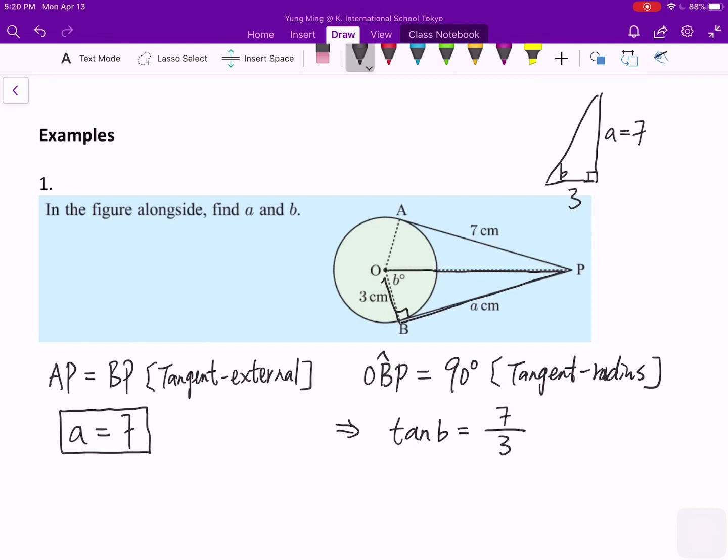Okay, how do we solve for B? B is equal to inverse tangent, tan minus 1, of 7 over 3. If you punch that into your calculator, you're going to get 66.8 degrees approximately. And that's it for this question.